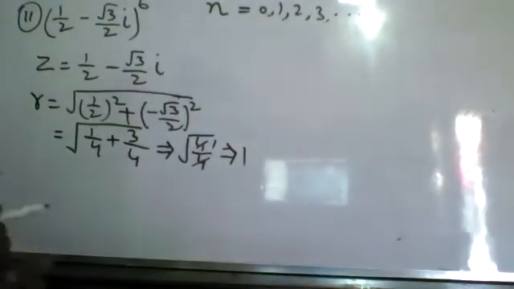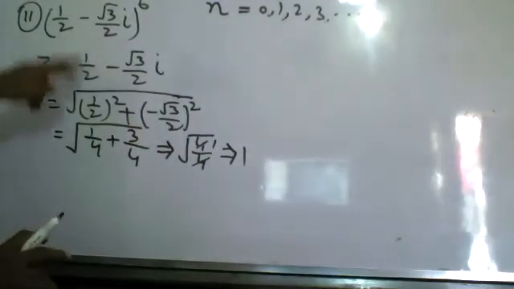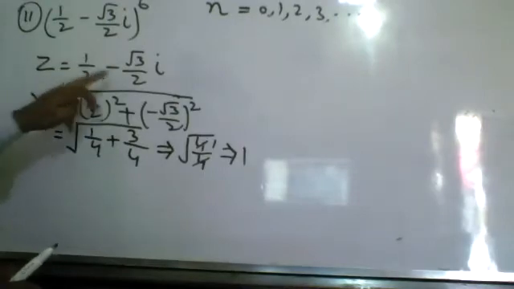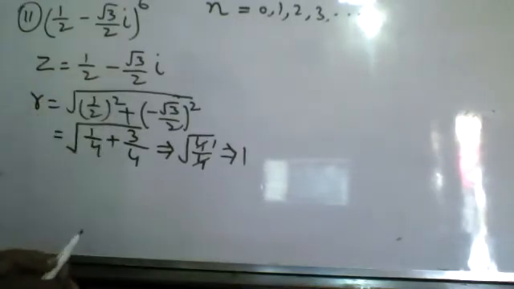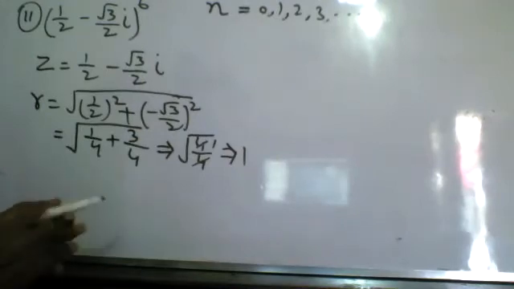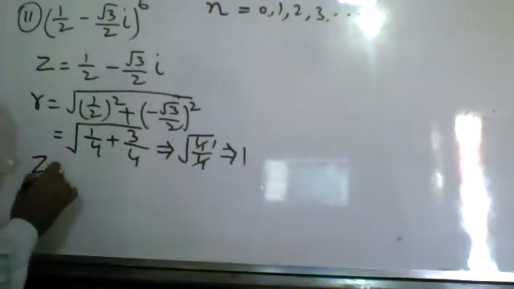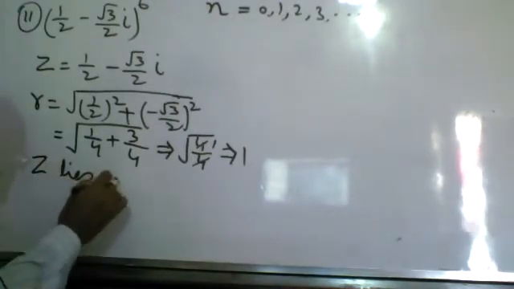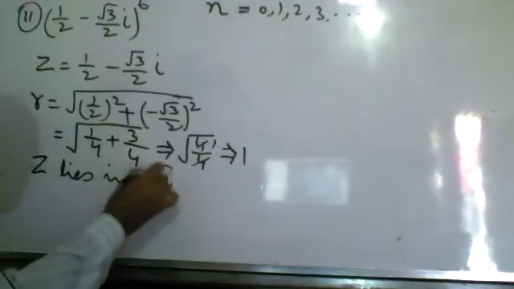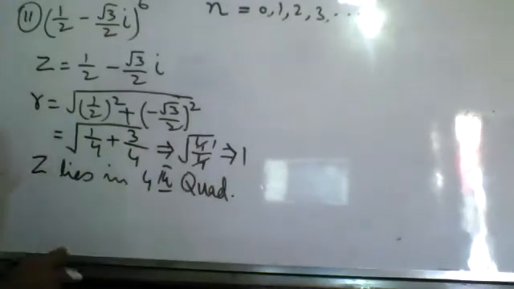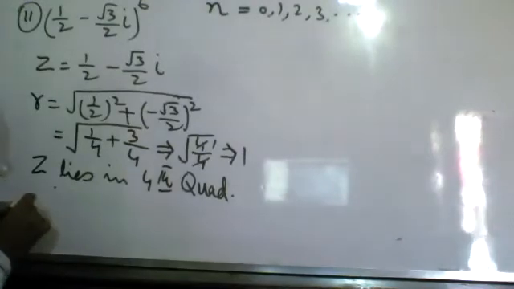Now we will find theta. Before finding theta, we must know in which quadrant this lies. R is positive. Real part is positive, imaginary part is negative. It means this is in the fourth quadrant. Z lies in the fourth quadrant.